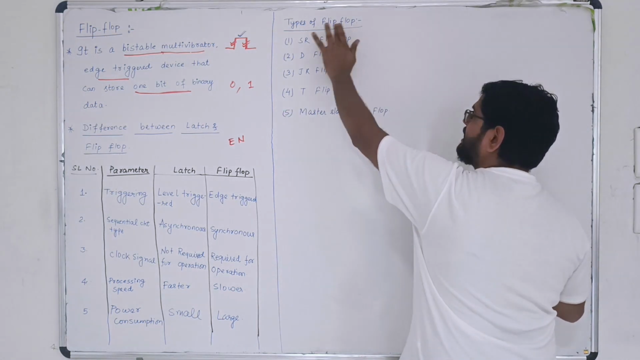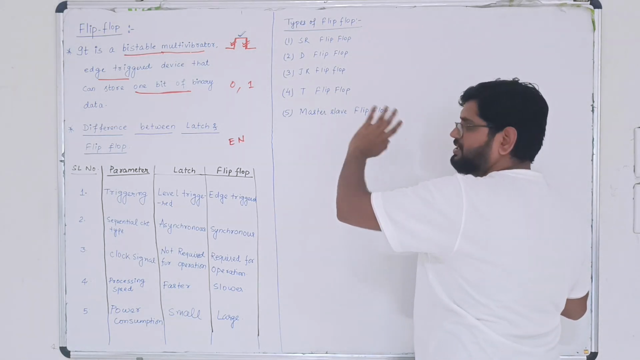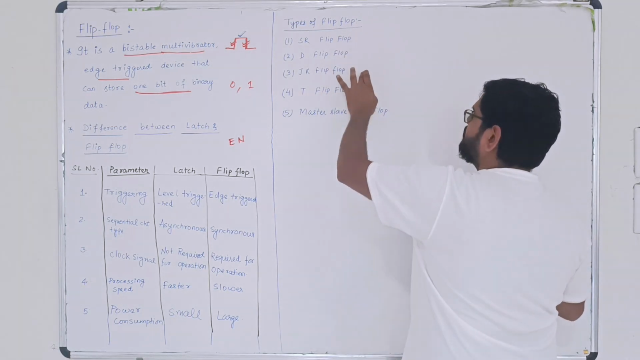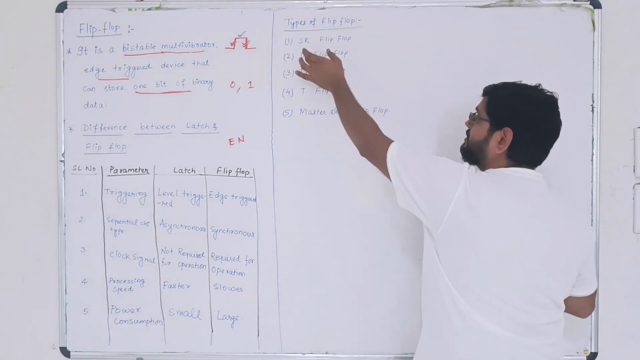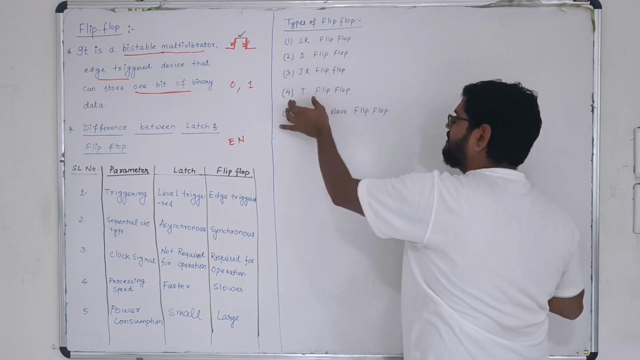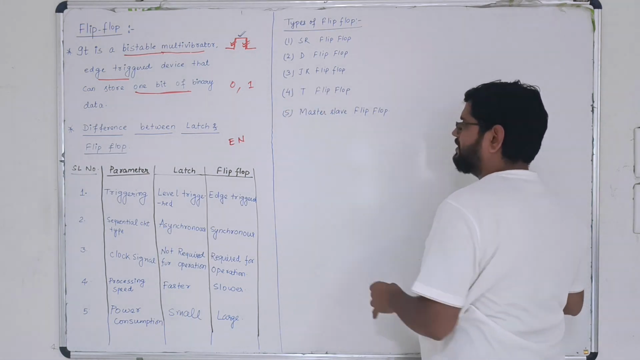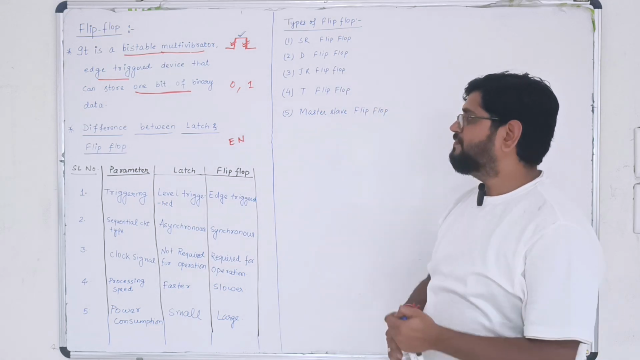Now coming to the types of flip-flop, there are 5 types of flip-flop. Basically, we can say that there are 4 types. Master slave flip-flop is only used in order to reduce certain conditions or cases. But overall, we can say these are the 5 flip-flops which we need to study in digital electronics. The first one is SR flip-flop, second one is D flip-flop, third one is JK flip-flop, fourth one is T flip-flop, and the final one is master slave flip-flop. So these are the various types of flip-flops.